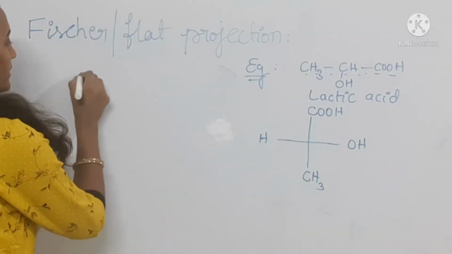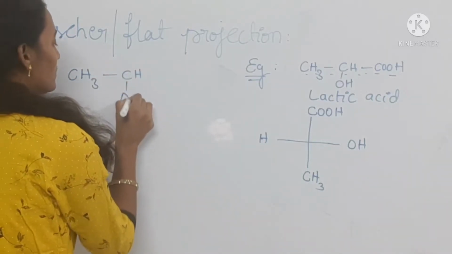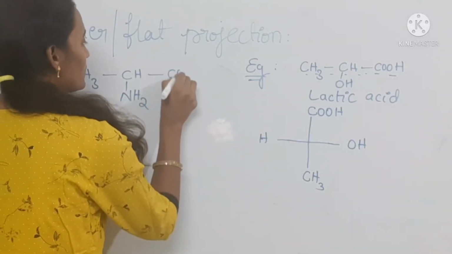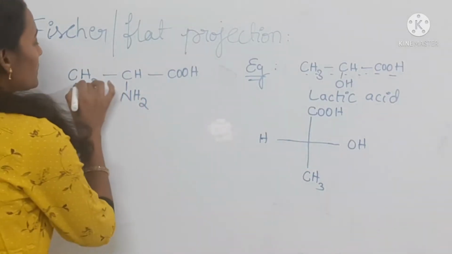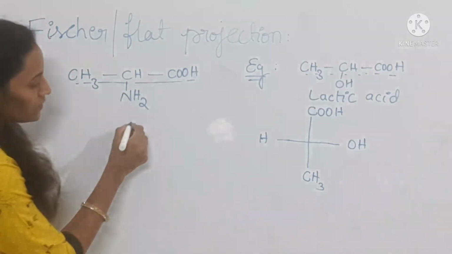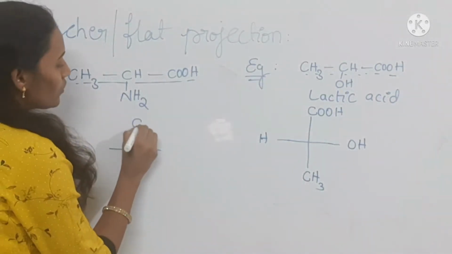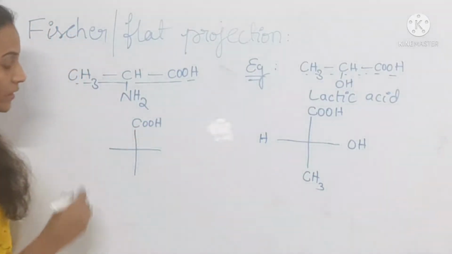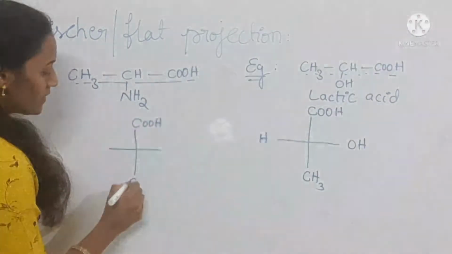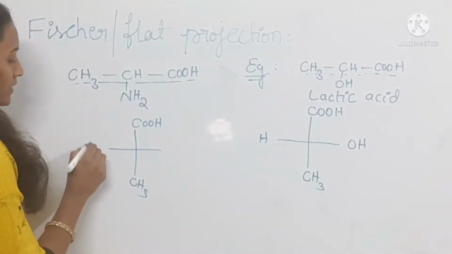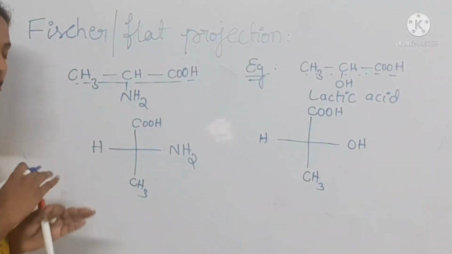In the same way you can take one more example. See, alanine: CH3, CH, NH2, COOH. This is alanine. Okay, see, this is the longest carbon chain, students. How can you write this as a Fisher projection? See, COOH is the most oxidized group, which should be placed on top of this vertical line, and CH3 is at the bottom of this vertical line. Hydrogen and NH2 take place on the horizontal line.